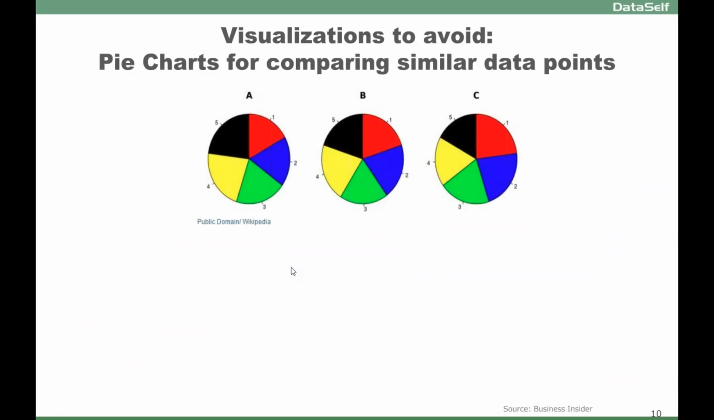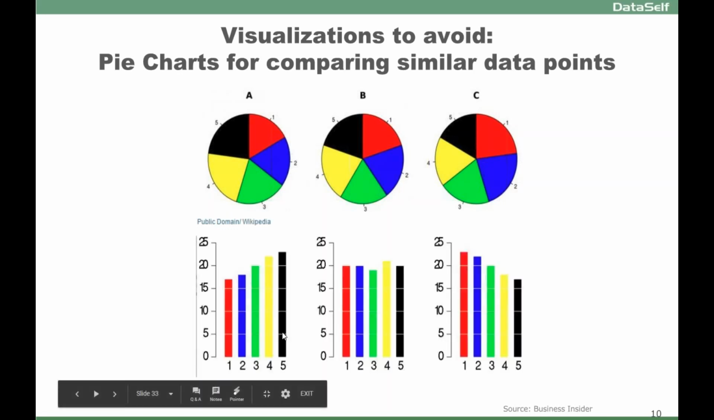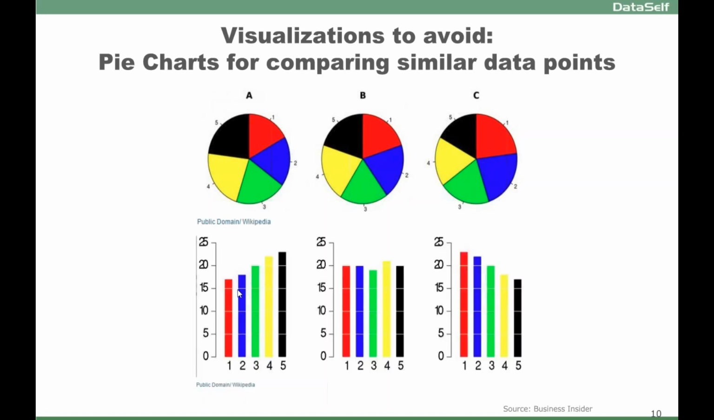Don't use pie charts for comparing similar data points. In this example, these are 3 different time frames. What's going on? If I put it in bars, I can tell that at the beginning it was growing, and at the end of my period, it is declining. So pie charts are horrible for comparing similar data points, especially change over time.